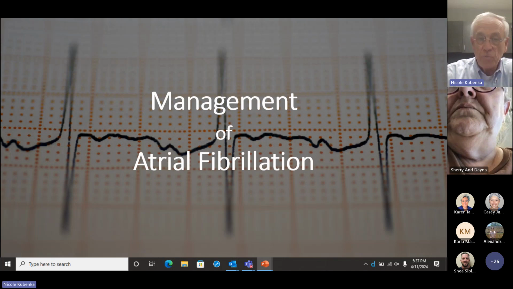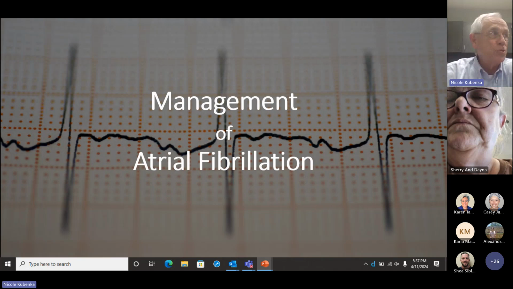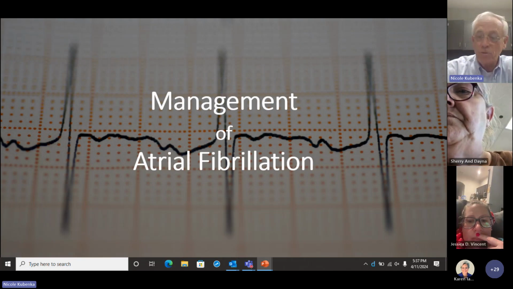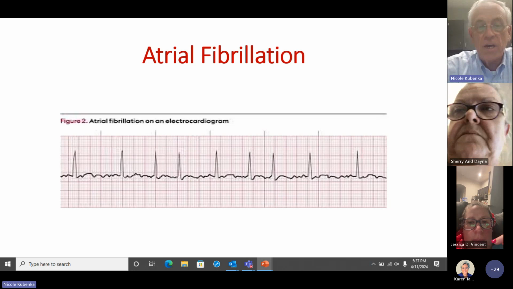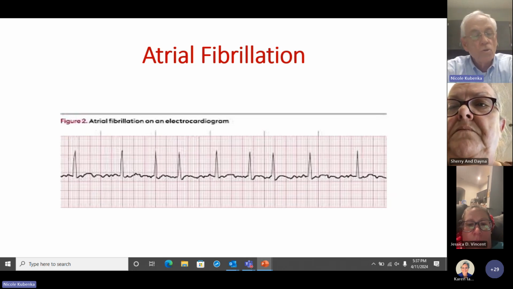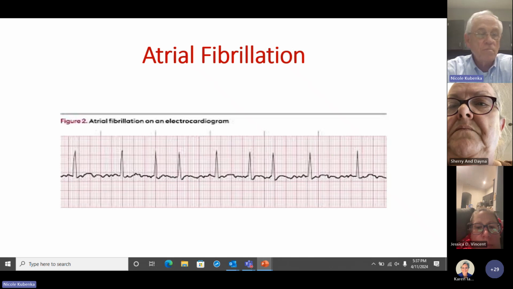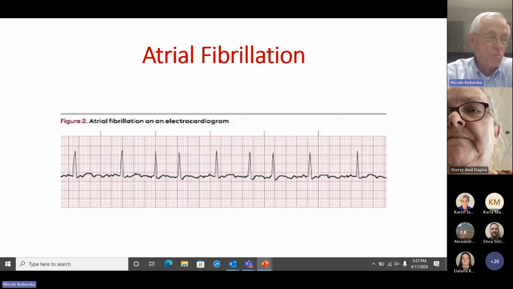If anybody has any questions as I go along, I'm also going to be asking a few questions. If anybody has any answers, just unmute yourself and let me know what you're thinking. Everybody should recognize that this is atrial fibrillation. So the first question is, does everybody know how to identify atrial fibrillation? Does anybody have any questions about how to do that?